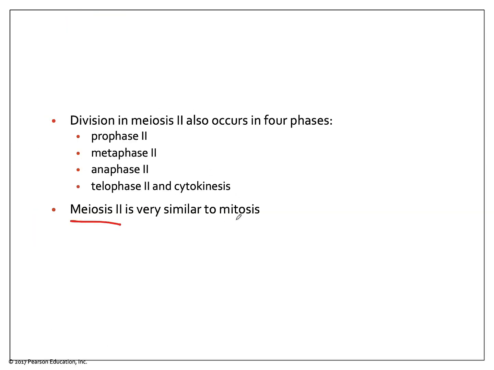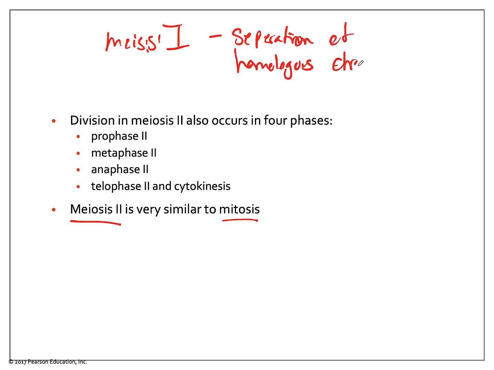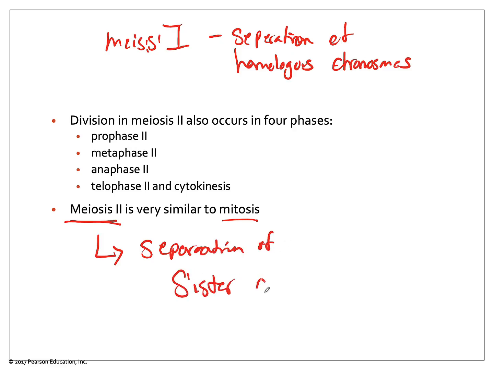Meiosis 2 is going to be very similar to mitosis. So in meiosis 1, we had the separation of homologous chromosomes. Meiosis 2, we're going to have the separation of sister chromatids, which is just like what we did in mitosis. So again, the phases are named the same way, PMAT.